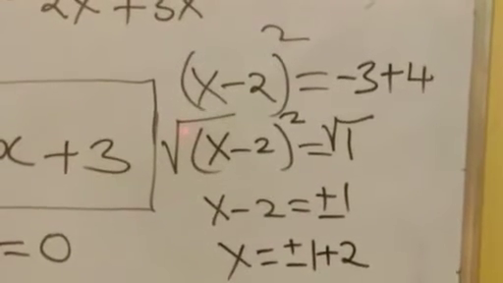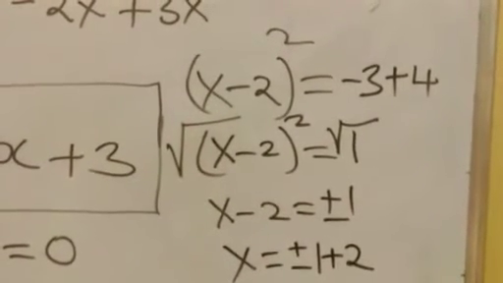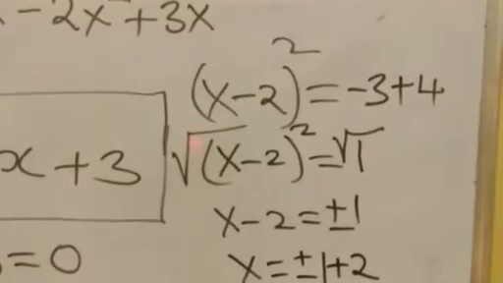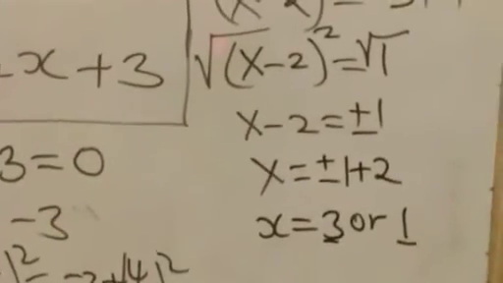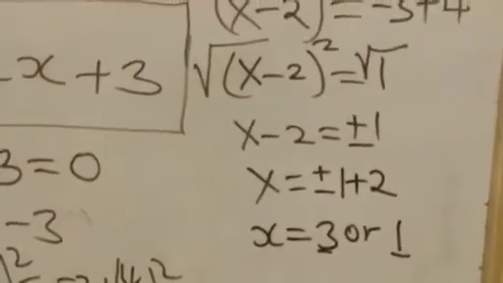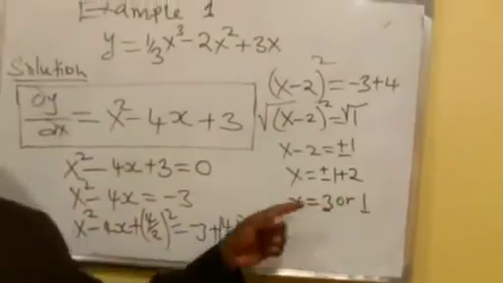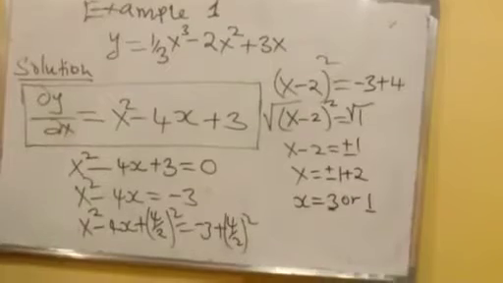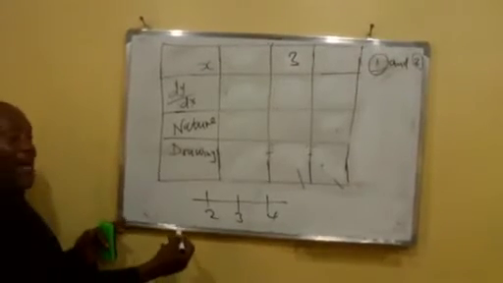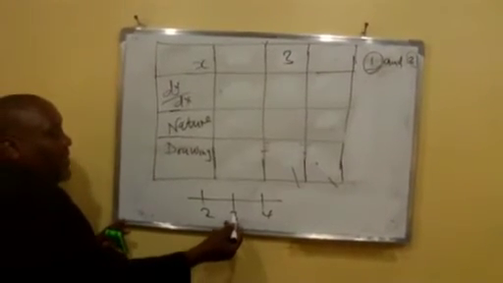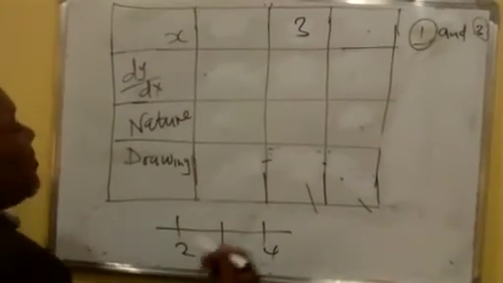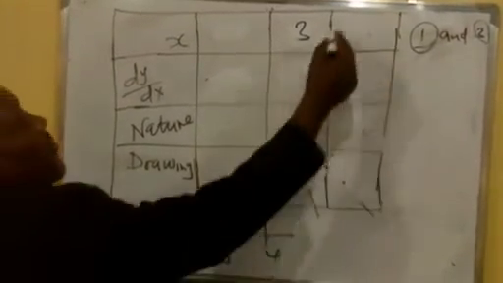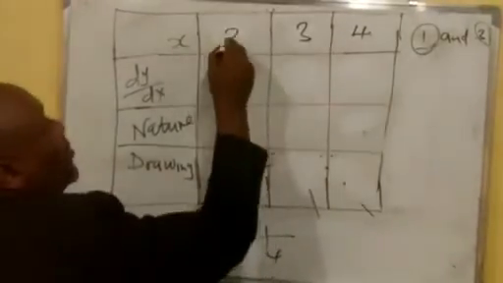Then we are going to move on again. We are going to examine the nature of these turning points to see whether these points are maximum or minimum. On the number line, you realize that for 3, the number on the left is 2 and the number on the right is 4. So this one is going to be 4 and this one is going to be 2 there.